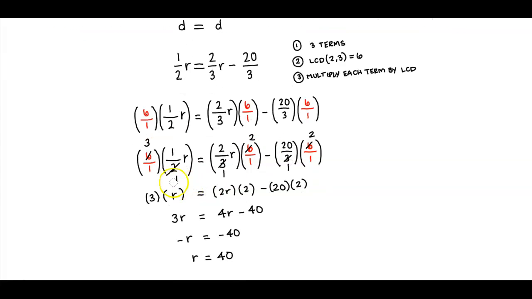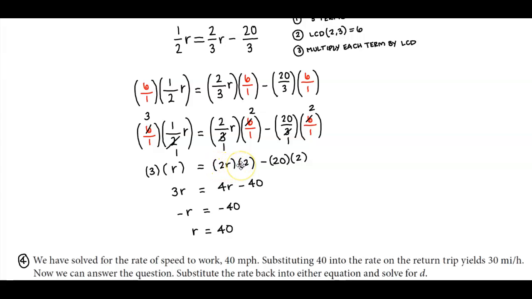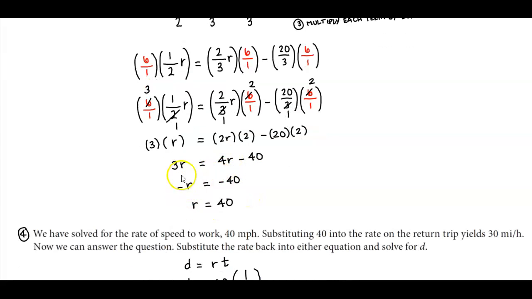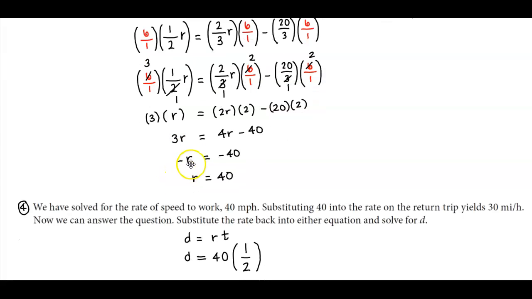And then we simplify. 2 goes into 6 3 times, so it's 3 times R. 3 goes into 6 2 times, so it's 2 times 2 times R, which is 2R times 2, so 4R. Minus, 3 goes into 6 2 times, so we have 20 times 2. So we have 3R equals 4R minus 40. Isolate the R on one side: subtract 4R. 3R minus 4R is negative R, which is equal to negative 40. Divide both sides by negative 1, then R is equal to 40.